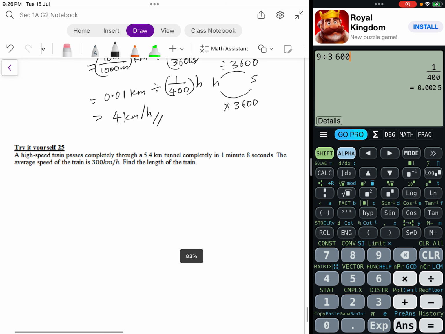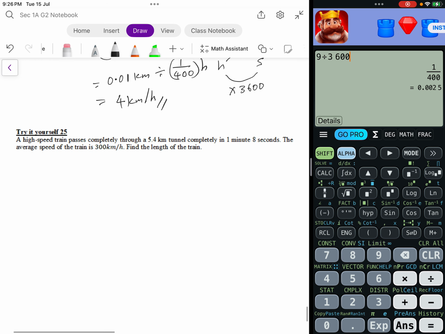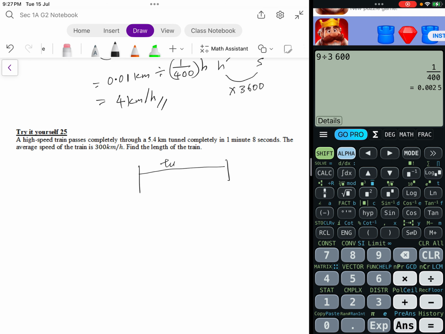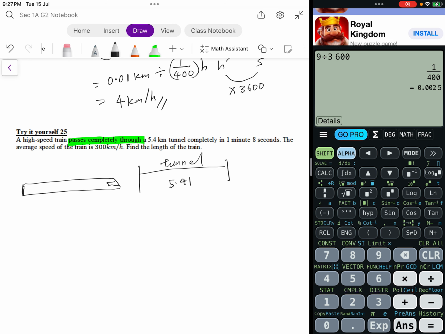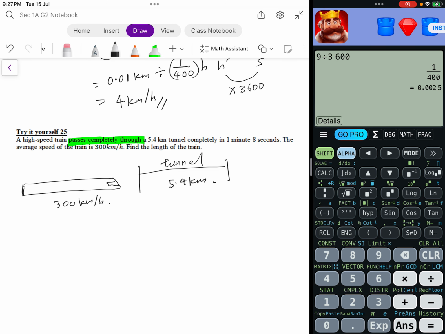Okay, so finally we reached the last question. Alright, so now we have a train. This is my tunnel. Right, tunnel. This is my train. Now they say the train passes completely through a 5.4 kilometer tunnel in 1 minute 8 seconds. Average speed is 300 kilometers per hour. Find the length of the train.